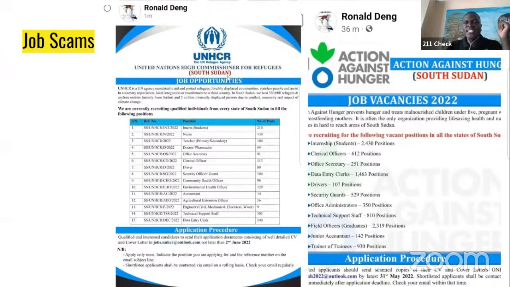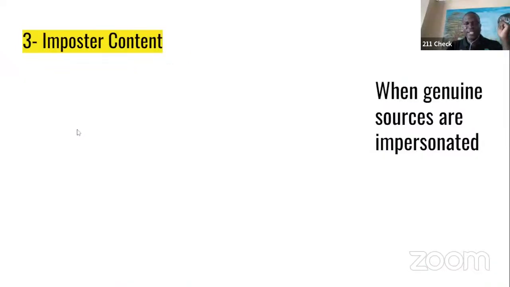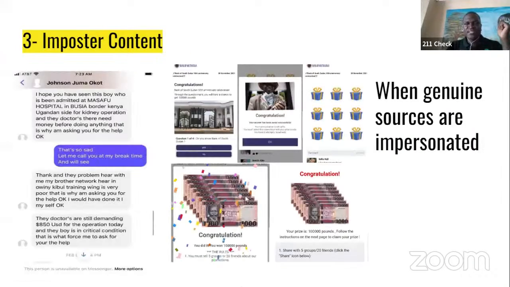So this is an example of imposter content, where somebody uses a genuine institution and claims that those institutions are doing something which is not real. And then another example of imposter content is here, where, for instance, this person created a Facebook page in the name of Johnson Juma Accord.